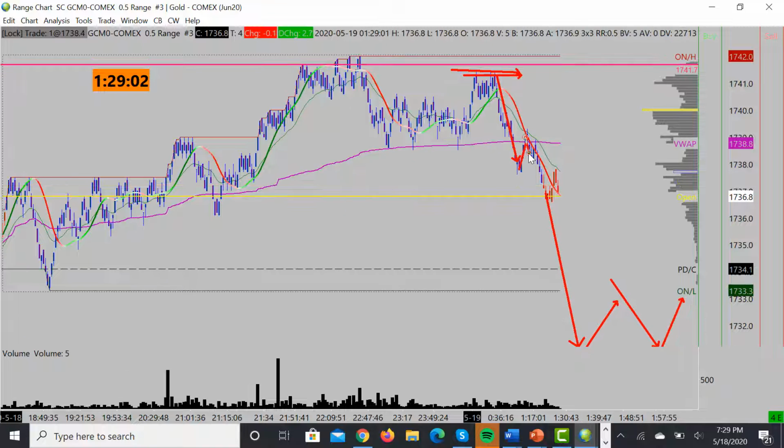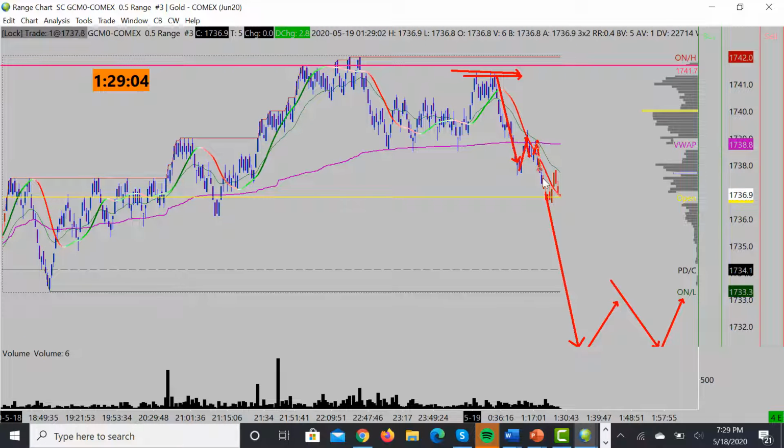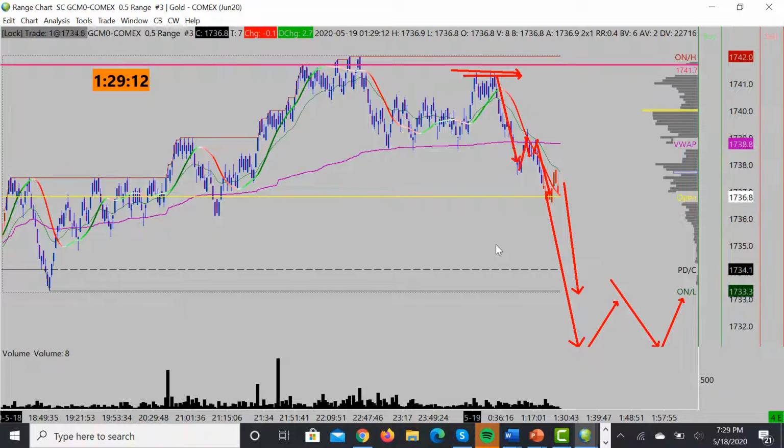Here's another opportunity you have with 2 tries here underneath the VWAP with the moving averages overhead. Low volume down below, should start to move at least back down into our previous day close or our overnight low. So that's what we're going to be looking at for gold as well.